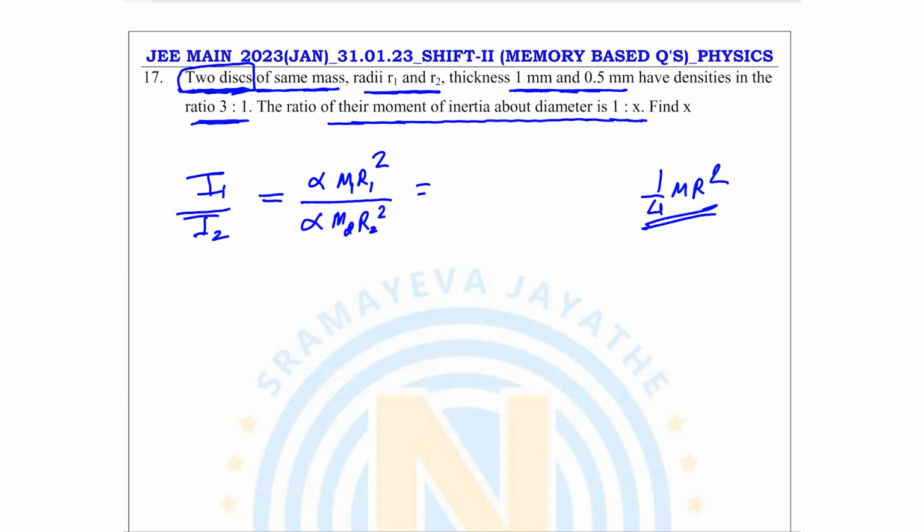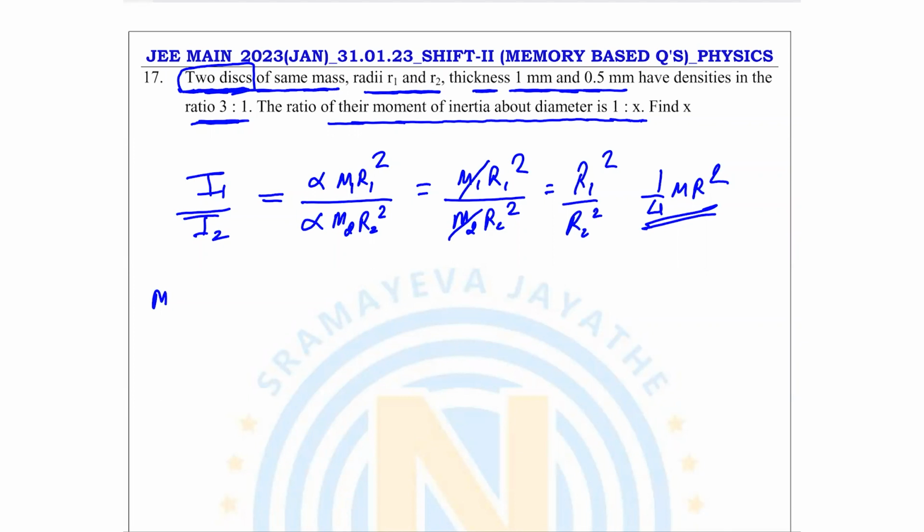So this question is actually about calculating the ratio m1 r1 square to m2 r2 square. Now we are given masses as same, so masses will cancel out. So the answer should be r1 square by r2 square. But you can see there is no information given on the radii. The radii are simply written r1 and r2.